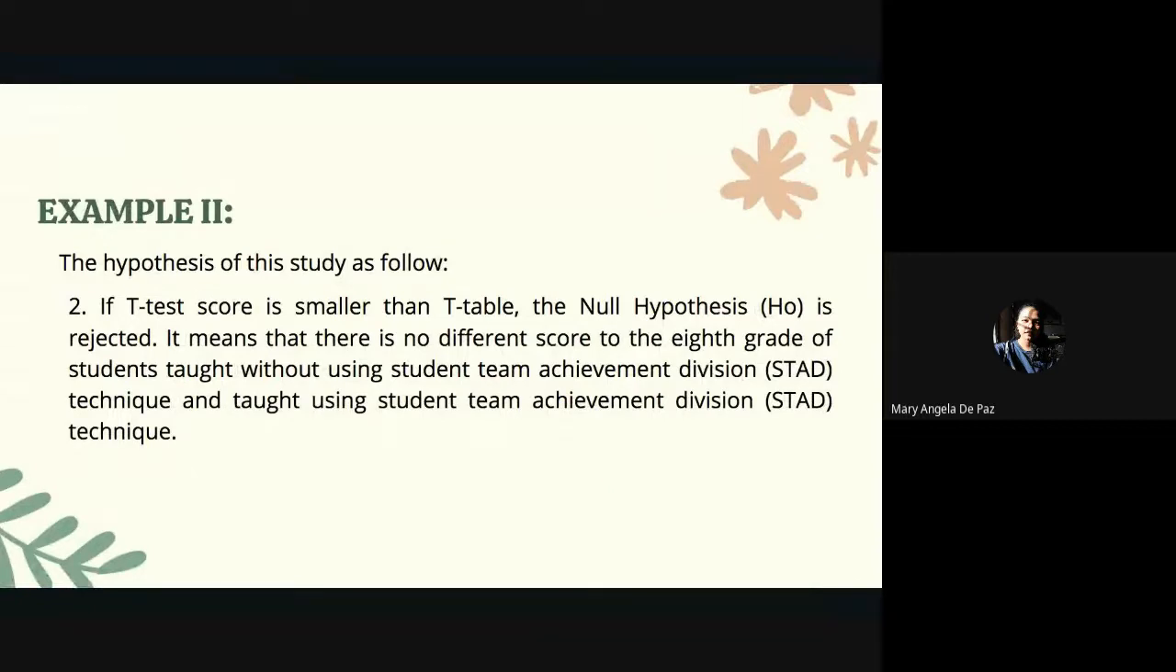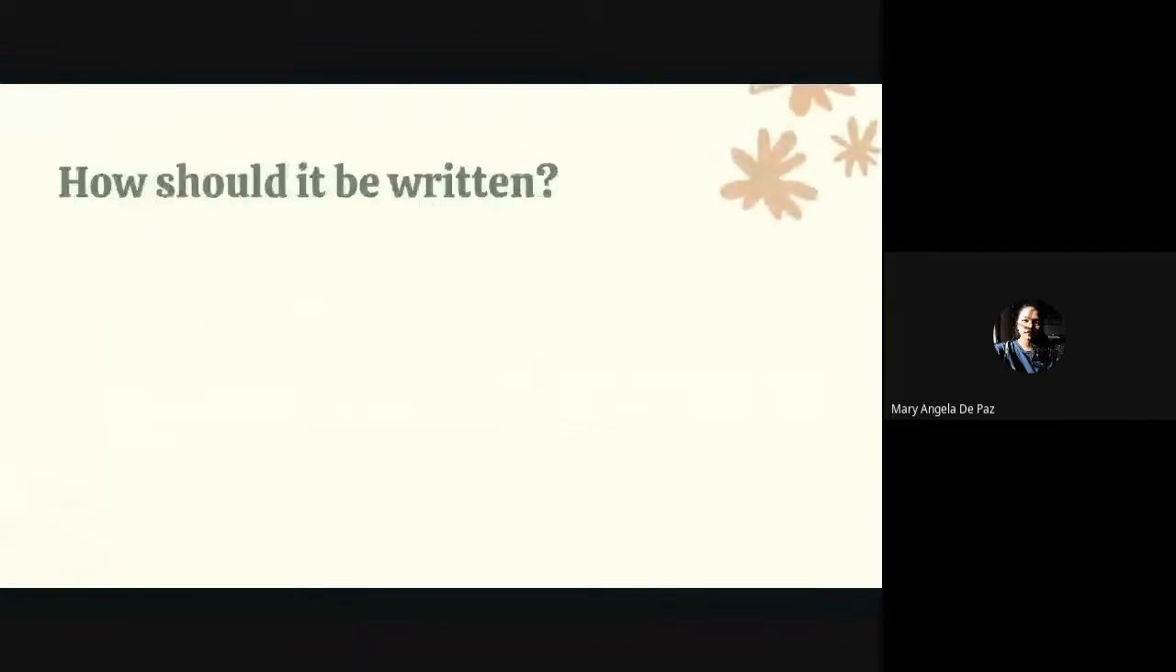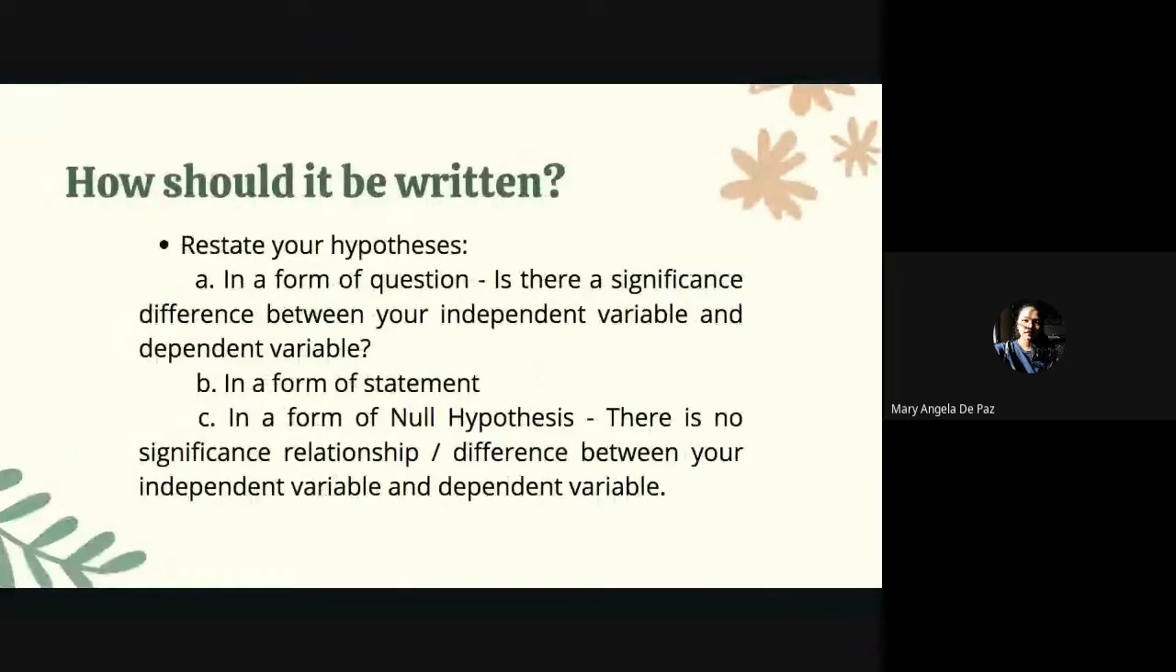First is to restate your hypothesis. You can restate it in the form of a question, like is there a difference between your independent variable, or in the form of a statement, or lastly in the form of a null hypothesis, like there is no significant relationship or difference between your independent and dependent variable.